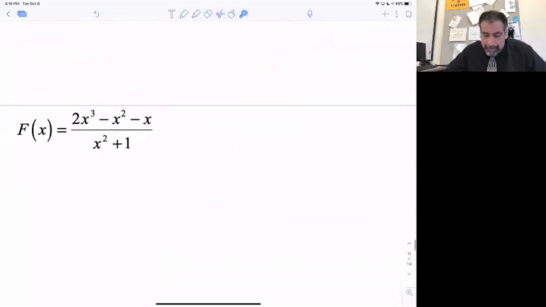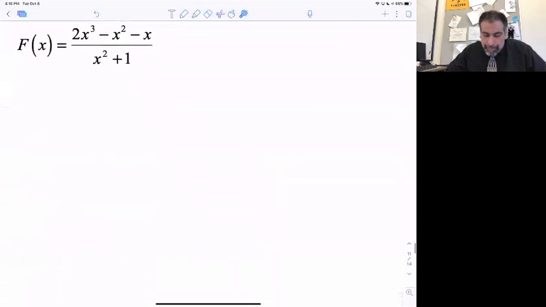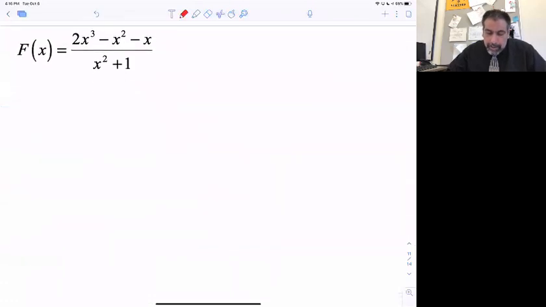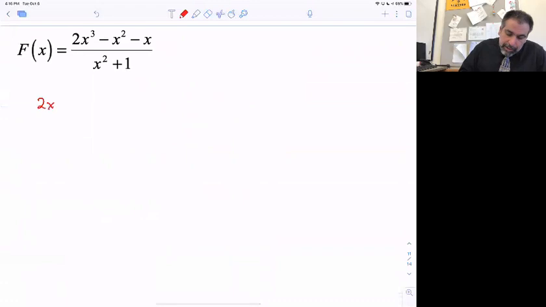We're going to look at one more. We're going to look at this one. And we're going to ask what happens when 2x cubed minus x squared minus x over x squared plus 1, what happens as x goes to infinity?